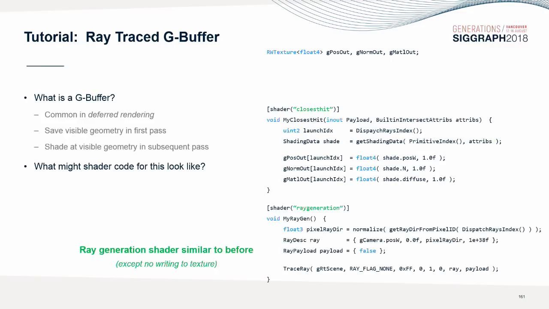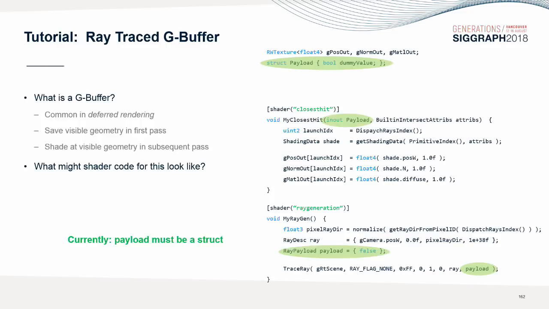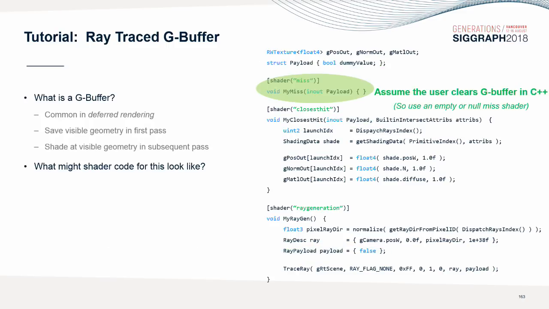The ray generation shader looks almost identical to what I just showed you in the last tutorial, except I don't have an output at the end. Once you return from the trace ray, you just end. That's because, again, I wrote the output in the closest hit shader. In this case, I'm not actually using the payload. Currently, the payload needs to be a structure, so I define a dummy structure and pass that in along with the ray. For my miss shader, I'm going to assume that you clear your buffer before you run your G-buffer pass, so my miss shader doesn't do anything.